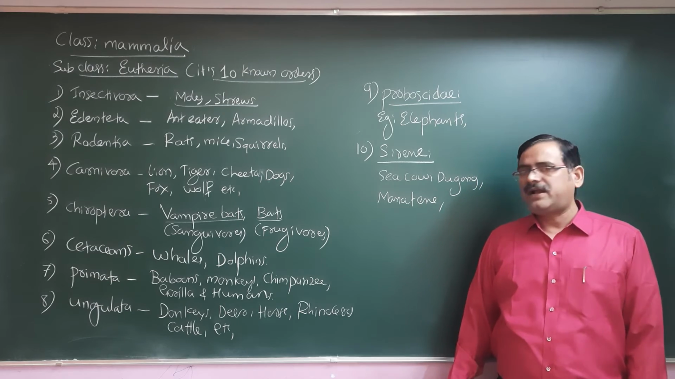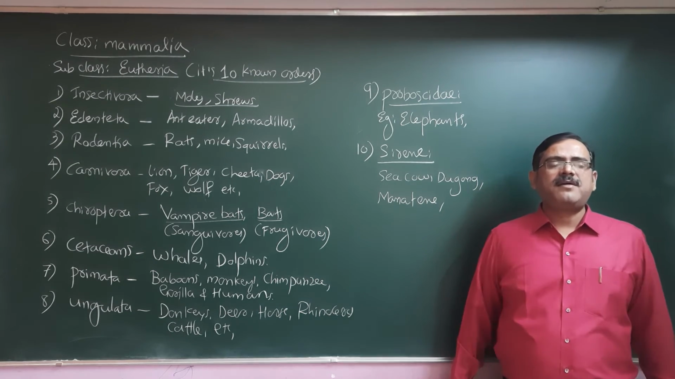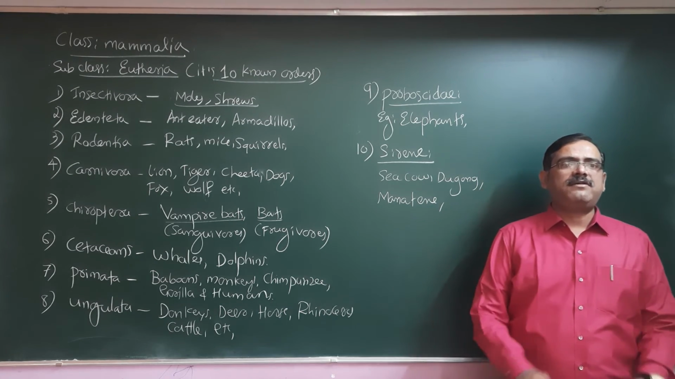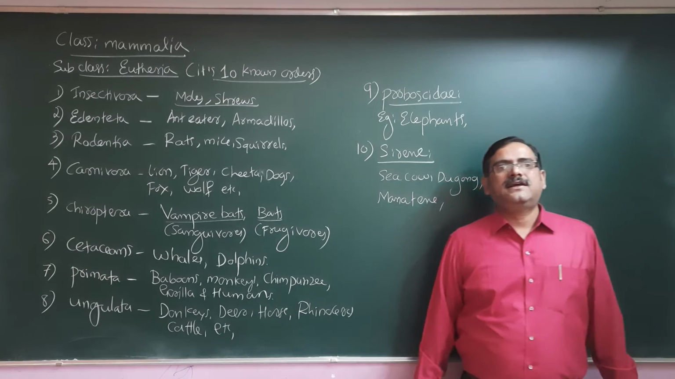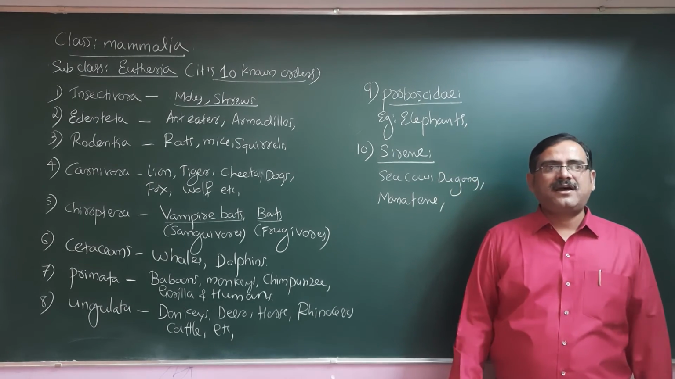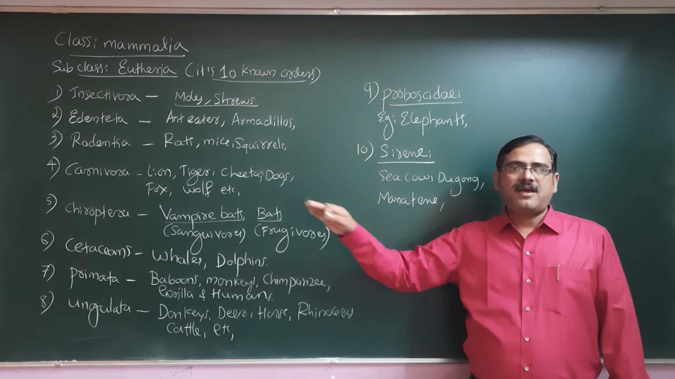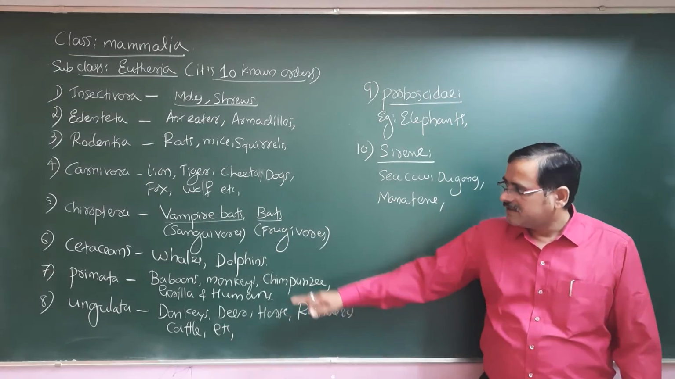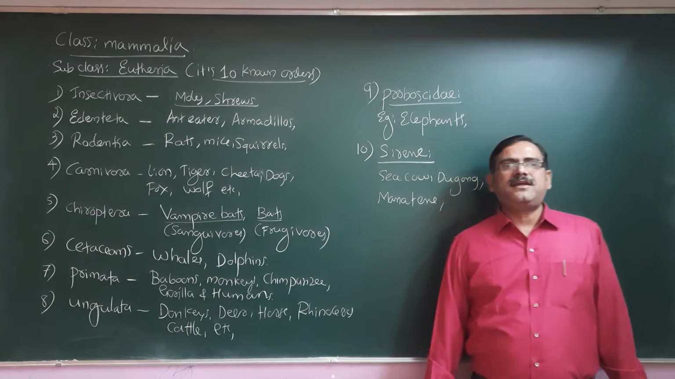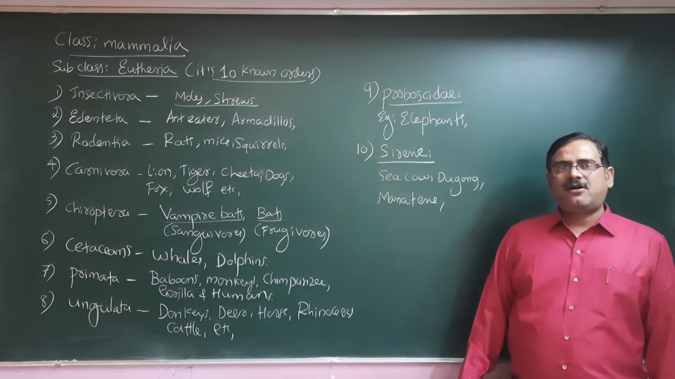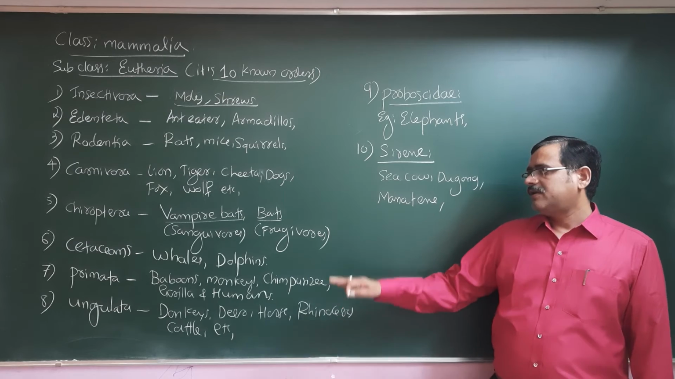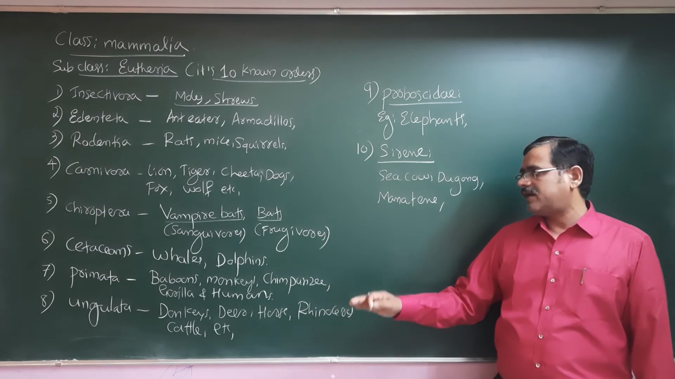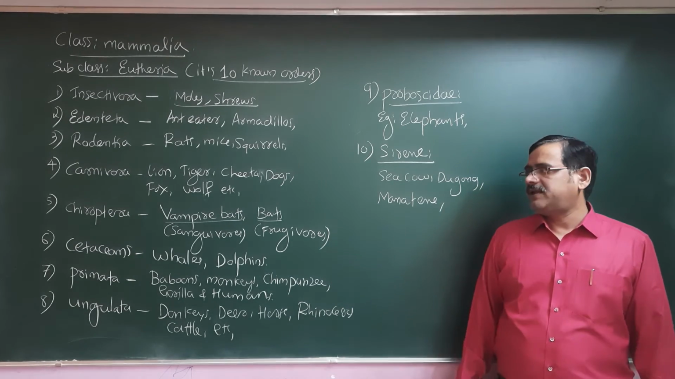Cetaceans, mainly whales and dolphins, are aquatic mammals. They don't have sweat glands or hair, and they don't have an external ear pinna, but still they are quite capable and dominant in the water. Then Primata: the highly brainy mammals are seen in the order Primata, including humans, baboons, monkeys, chimpanzees, and gorillas.